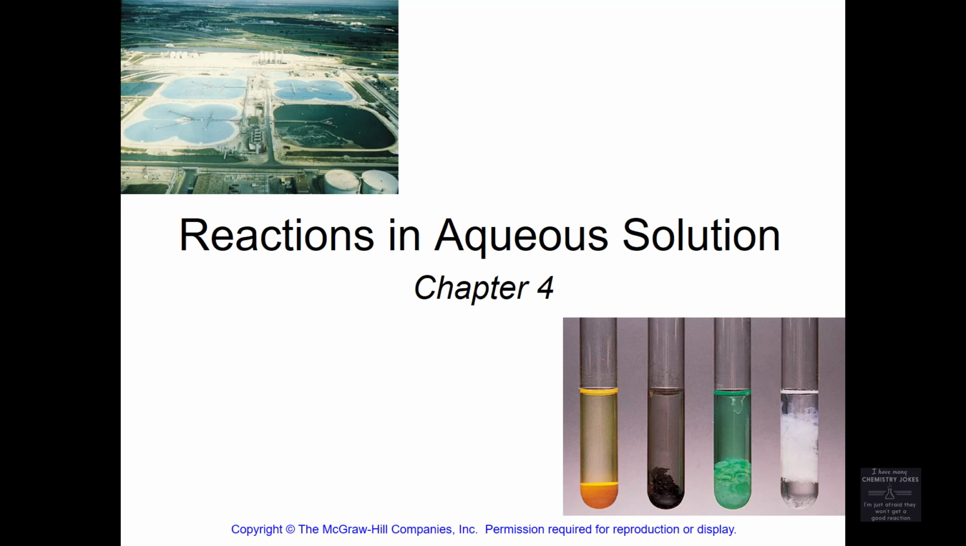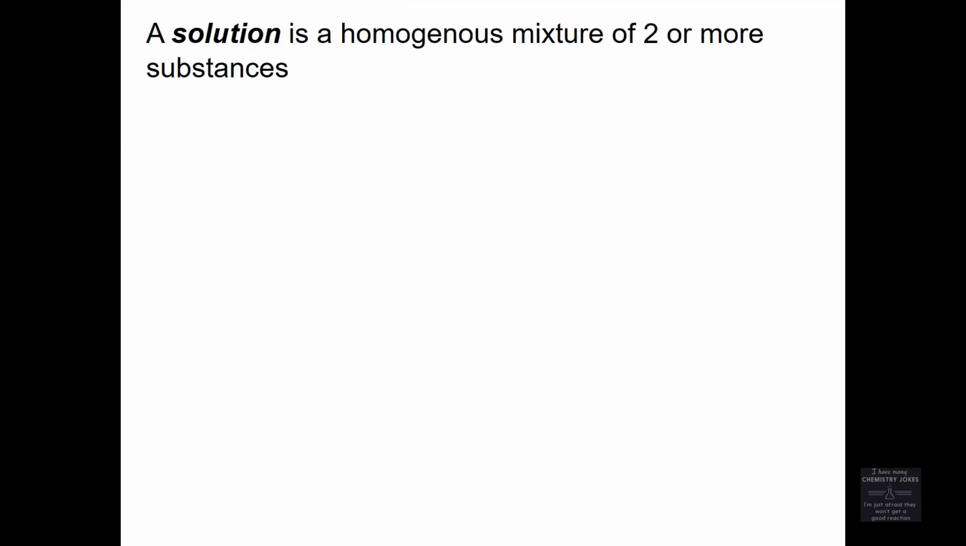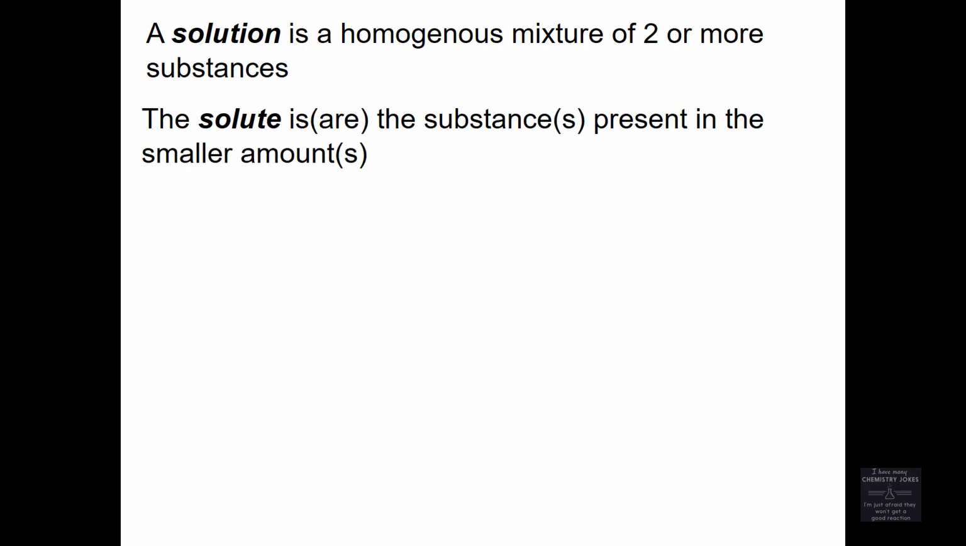So we're getting started on a new chapter, and a new chapter means new definitions. A solution is a homogeneous mixture of two or more substances. So two or more things have to be in a solution. A solution is composed of two different things. One of those things is going to be a solute.